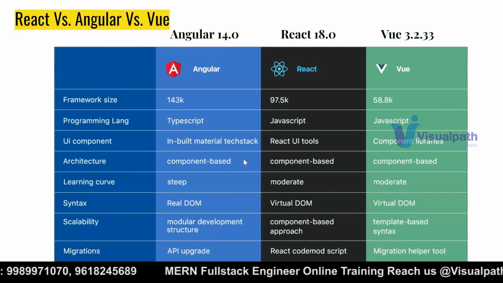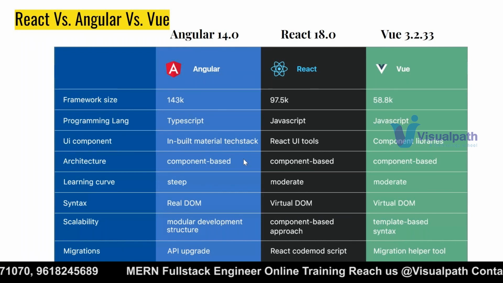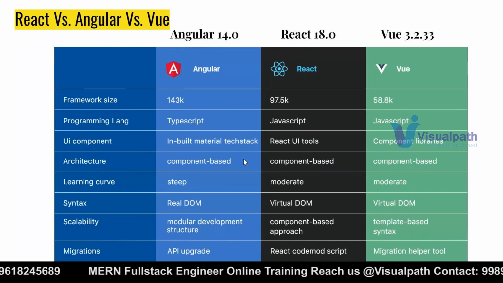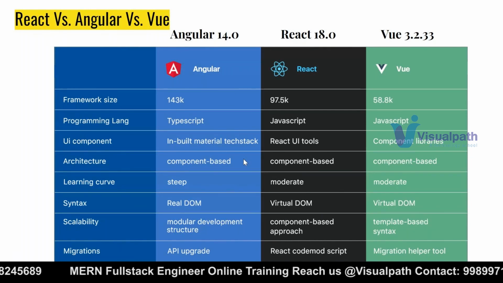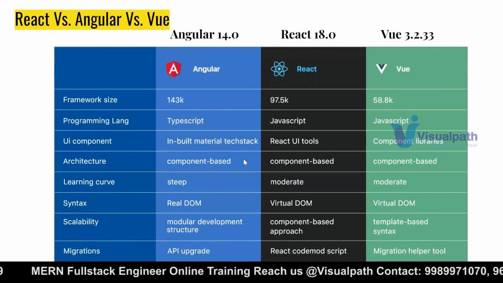In the case of Angular, it is modular development, whereas in the case of React, it is component based, and these components are reusable. You develop a component once and you can reuse it across the application. Therefore, these are the basic differences.